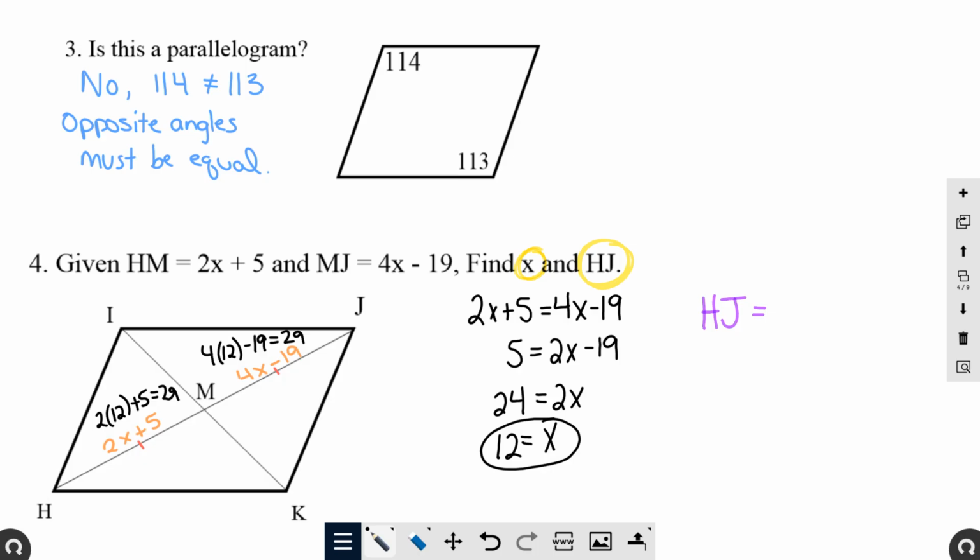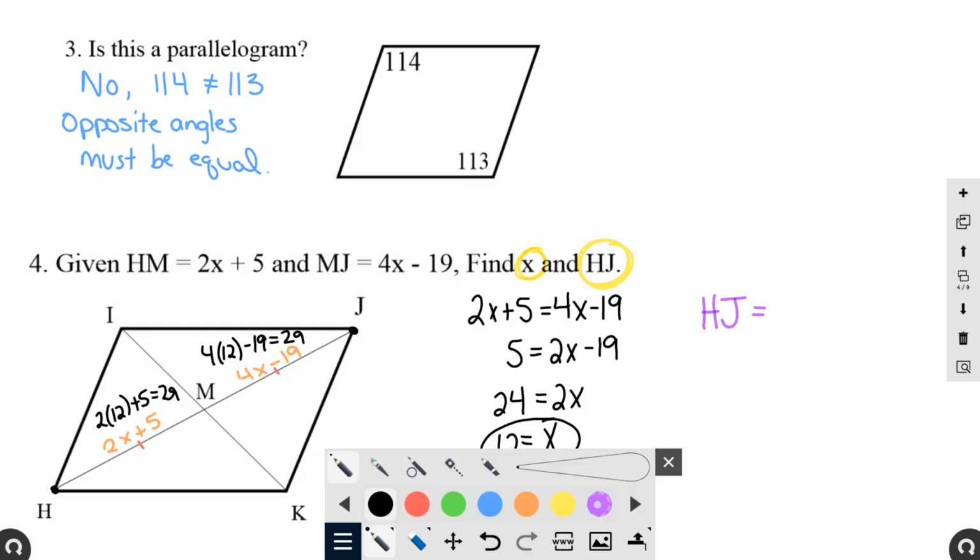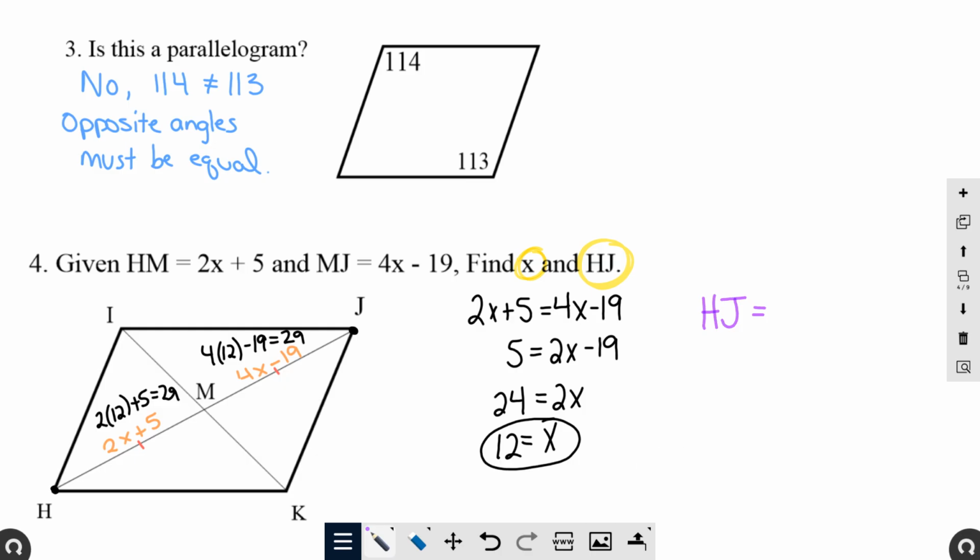But we want to know from H all the way to J. So what do we need to do? Add them together. What's 29 and 29? 58. So a great way to double check yourself is to actually go through and add those different pieces together and actually look at them.